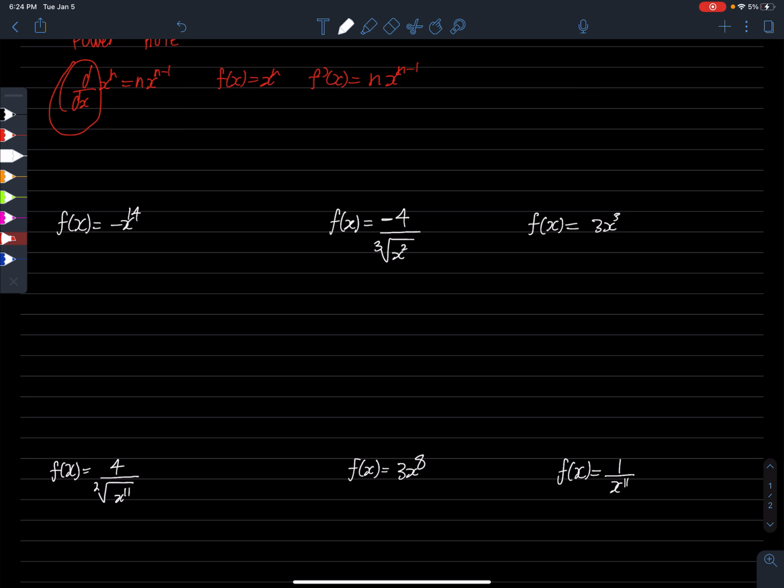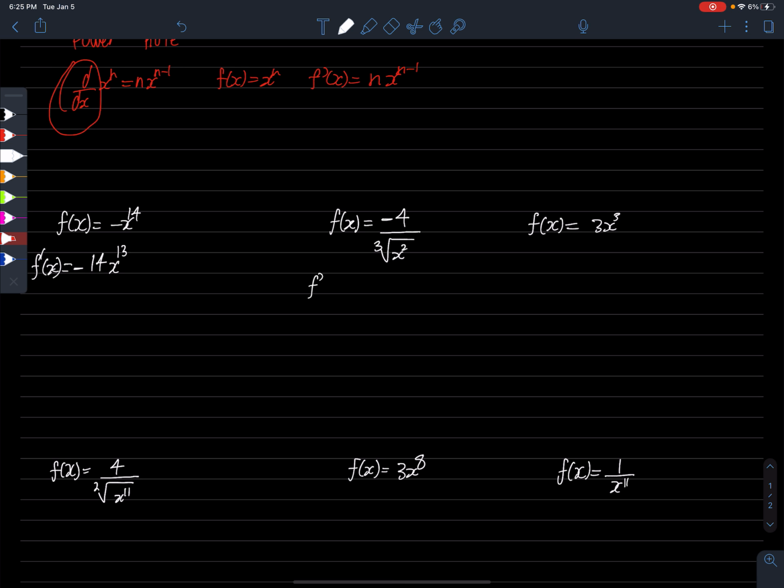So our n here is 14. So we're going to put it in the front. So negative 14. This is my favorite notation. N is 14, negative 14, x, and then we're going to subtract 1 from 14, so 13. And that is your derivative.